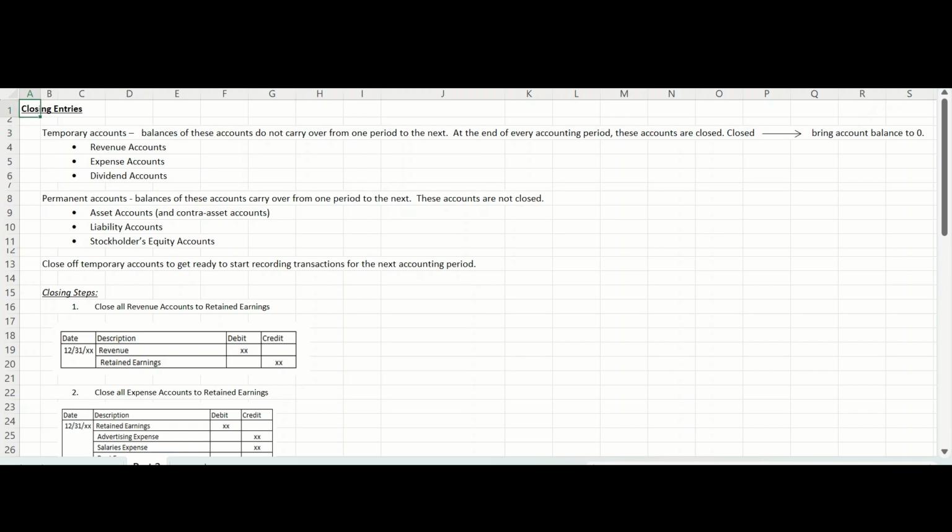In this video, we will discuss closing entries, closing journal entries, that is. Now, for a refresher, journal entries are the first book of entries. So, it is the book of original entry for all transactions in a business. This is the first place a transaction gets recorded, and it can be manual in a physical book, or it can be computerized for a company.